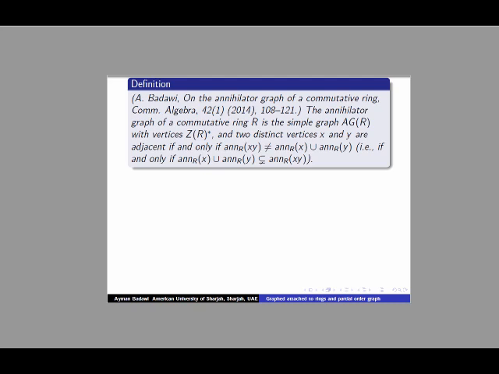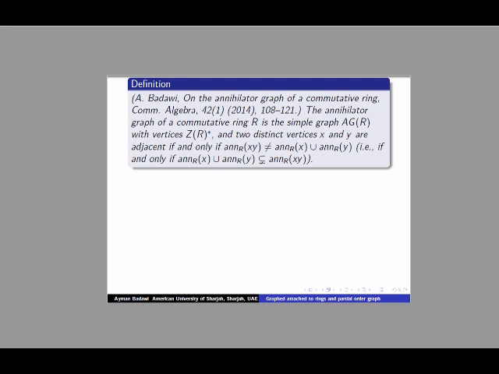Okay? So the vertices will be the same thing as the vertices of the zero divisor graph, and two distinct vertices, x and y, are adjacent if the annihilator of xy is not equal to the annihilator of x union annihilator of y. This is how we connect.